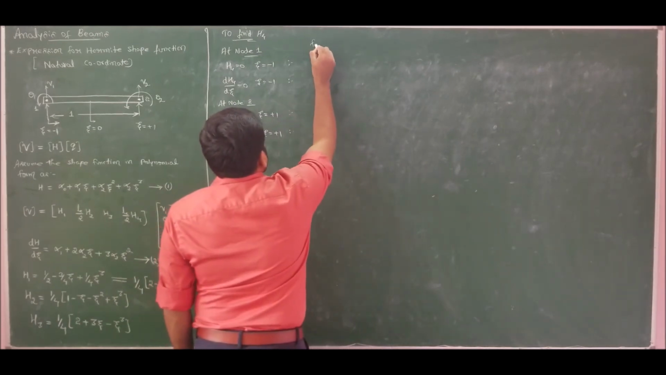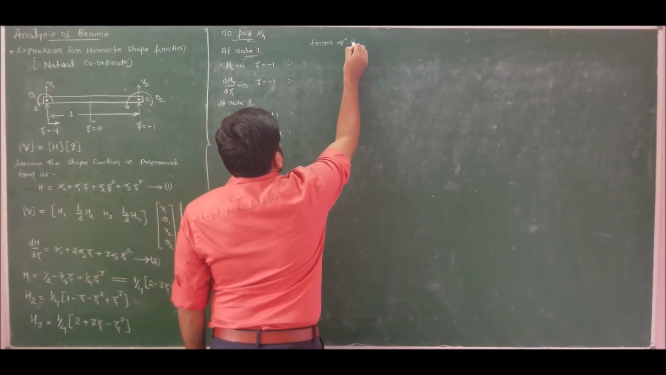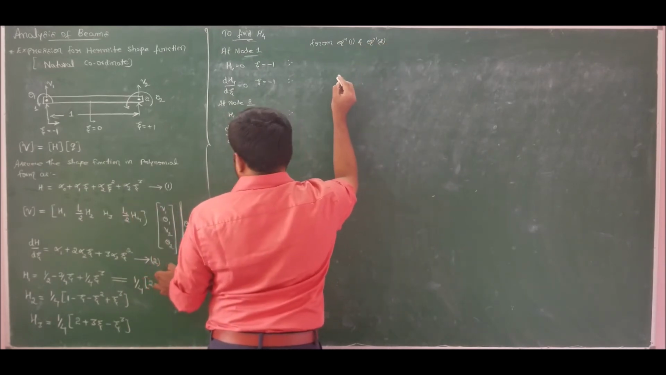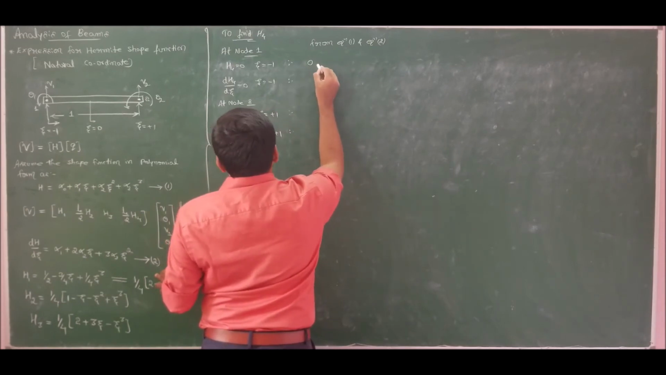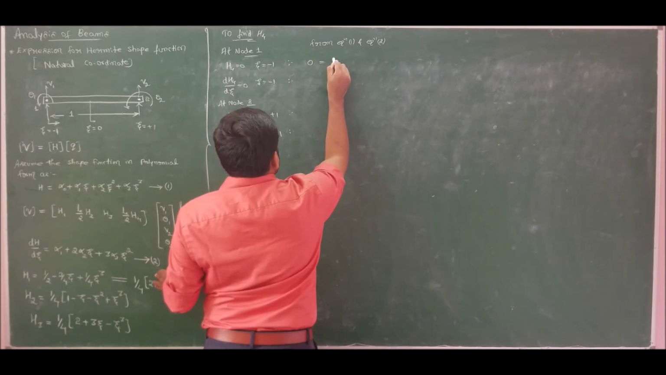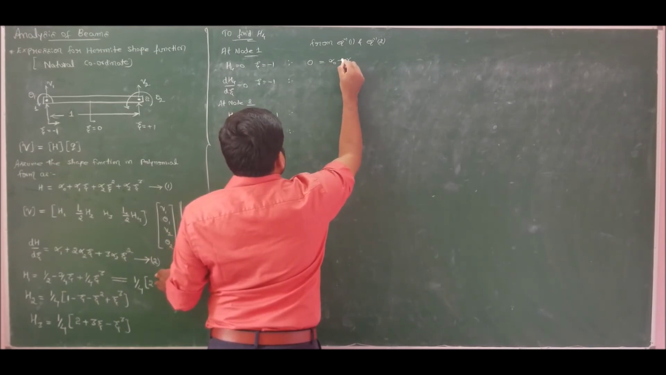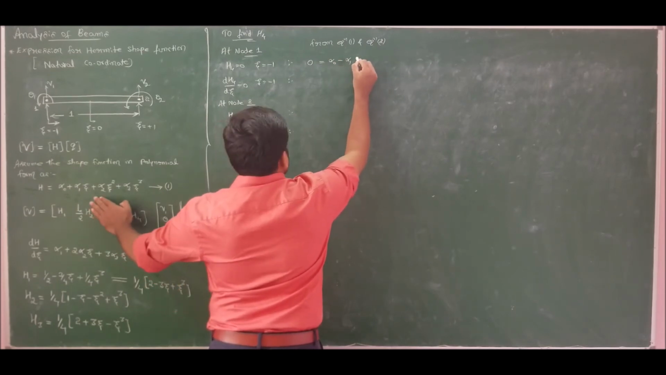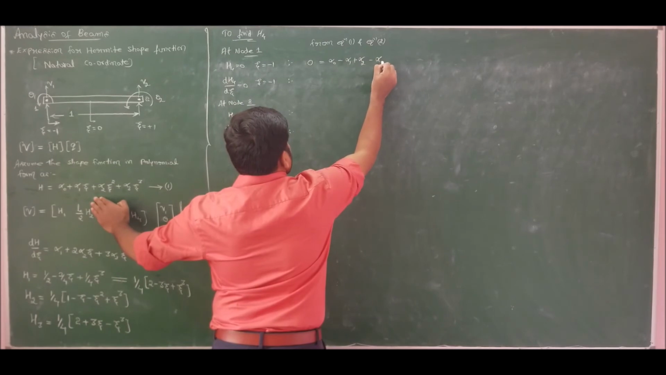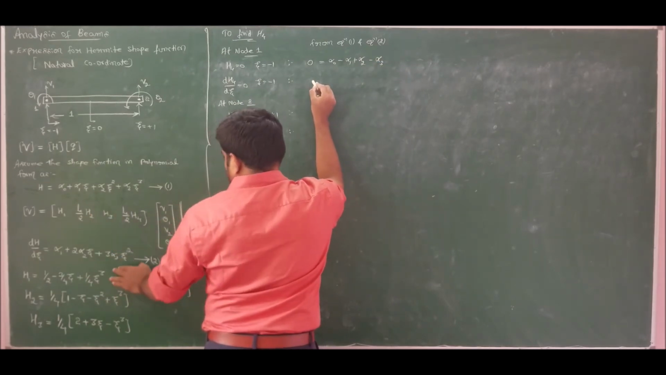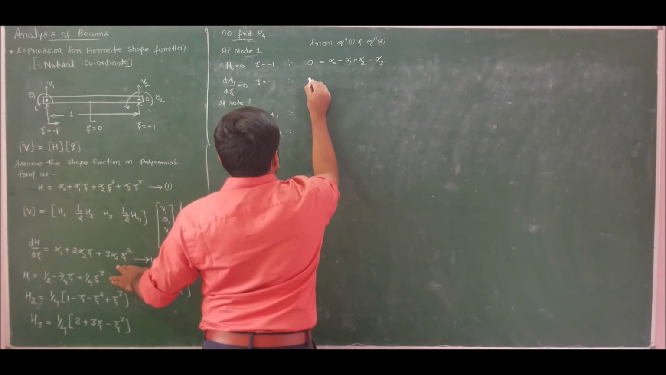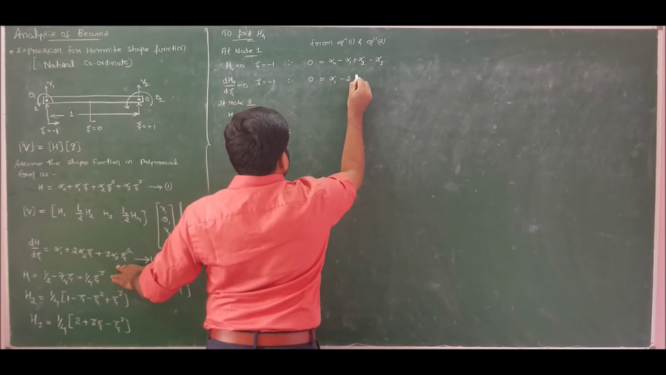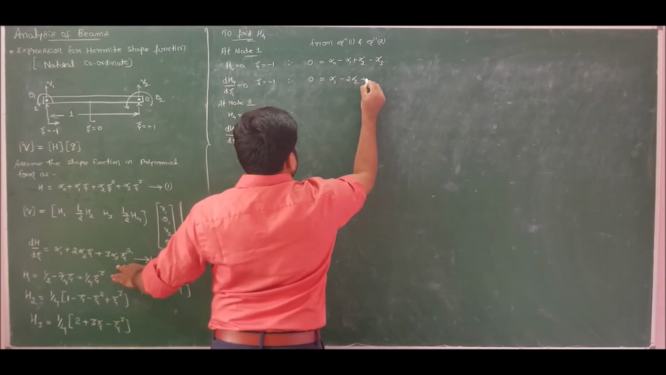From equation 1 and equation 2, we will get h is 0, zeta is minus 1. That is alpha naught minus alpha 1 plus alpha 2 minus alpha 3. Differentiation, go for equation 2, which is 0 equal to alpha 1 minus 2 alpha 2 plus 3 alpha 3.